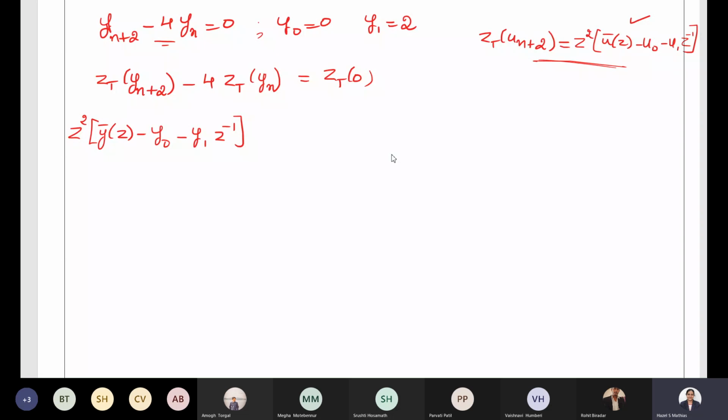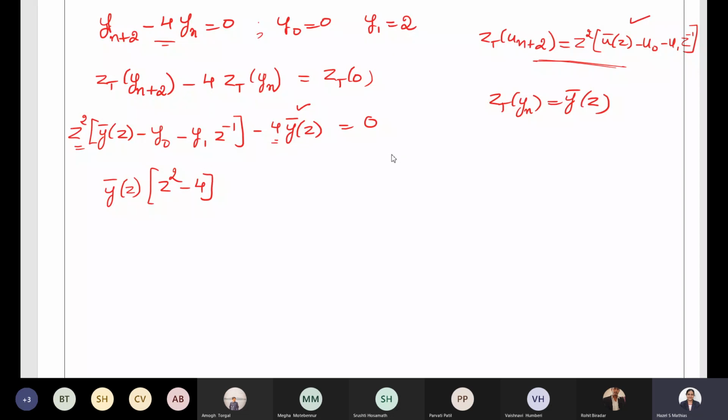Now, what is the Z transform of minus 4 times y(n)? It is minus 4 times y bar of z, because the Z transform of y(n) is y bar of z. That is equal to the Z transform of 0, which is 0. Next step, we combine the coefficient of y bar of z. What is the coefficient of y bar of z? Here it is z squared, and then one more is minus 4.